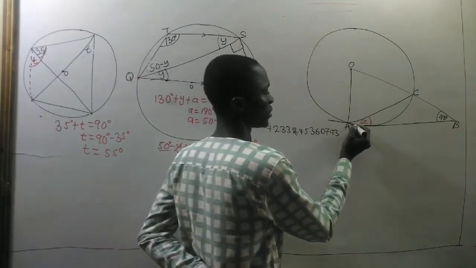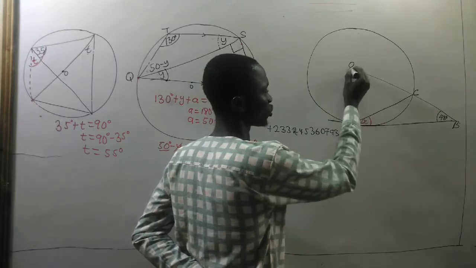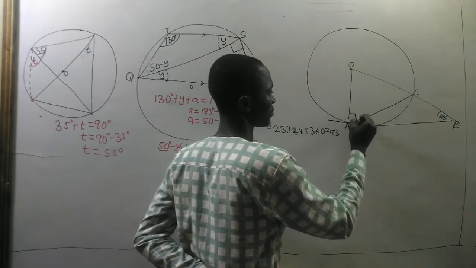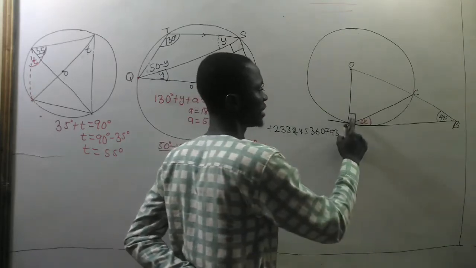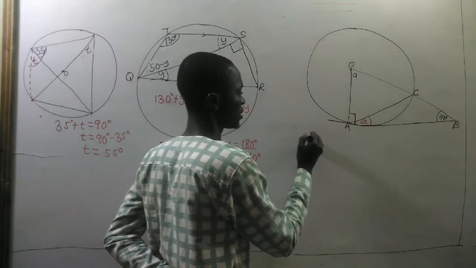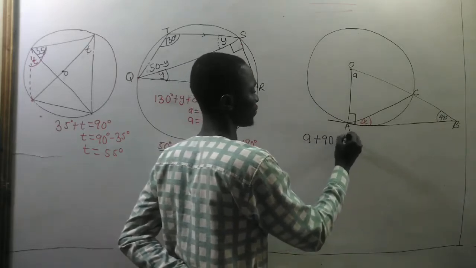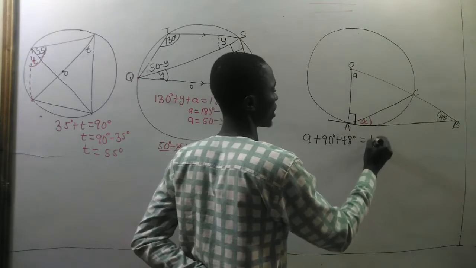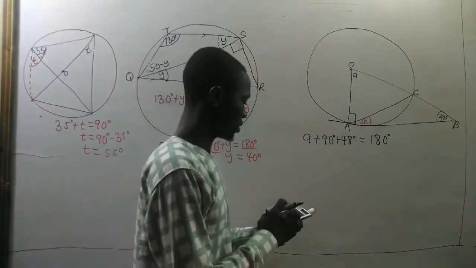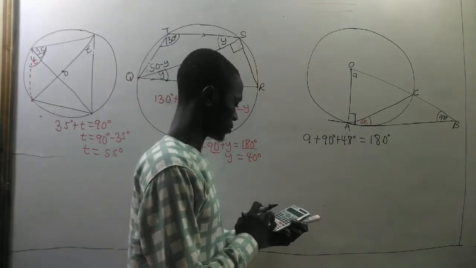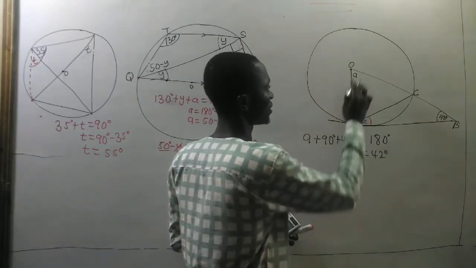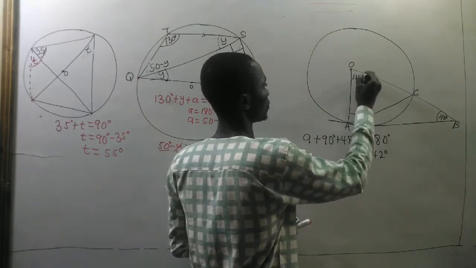Now, the angle between the tangent and the radius of the circle, since this is O, is 90 degrees. So we can use that. So 90 plus 48 plus this angle, let me name it angle A. That is angle A plus 90 plus 48 will give us 180 degrees. So angle A will be 42 degrees. Let me put it there. That will give us 42 degrees.